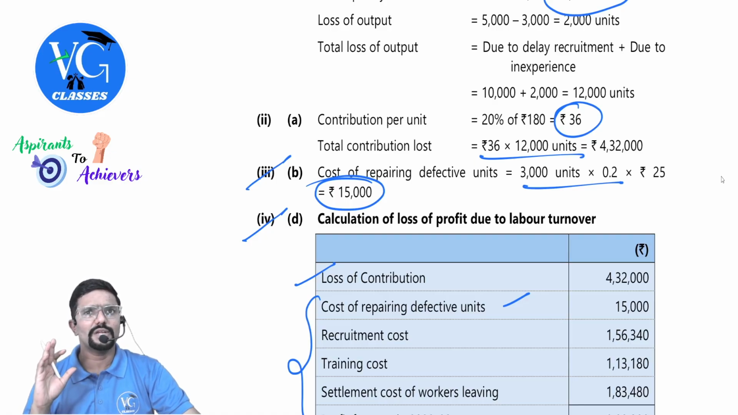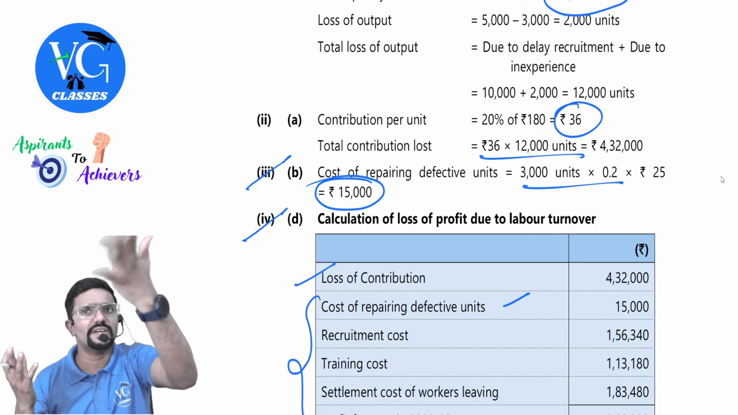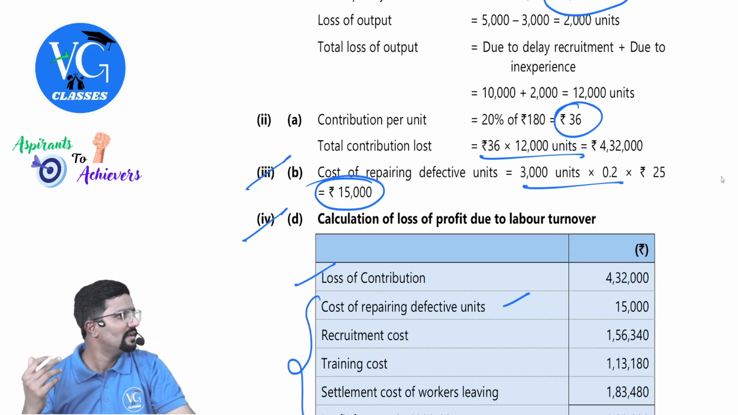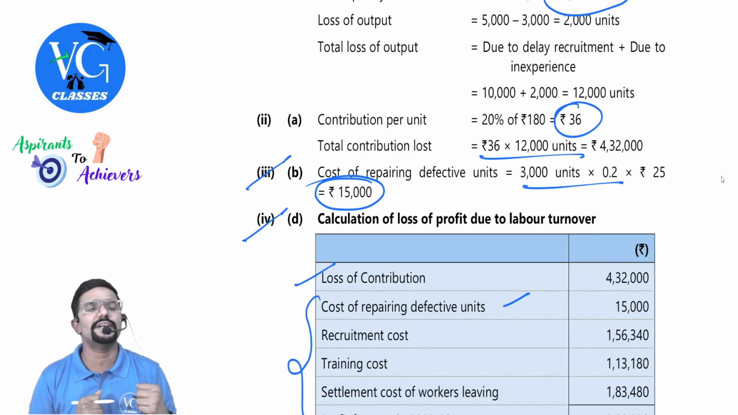Is it an additional cost due to labor turnover? Yes. If my experienced worker would have been there, this defect would not happen. Clear? This defect is happening because of labor turnover. New workers do not have experience. They are making some mistakes here and there.